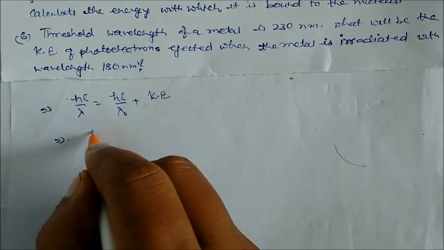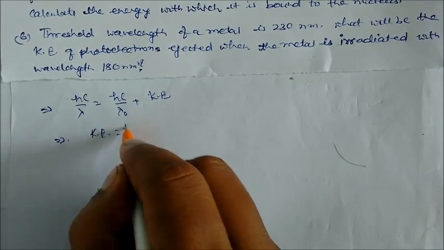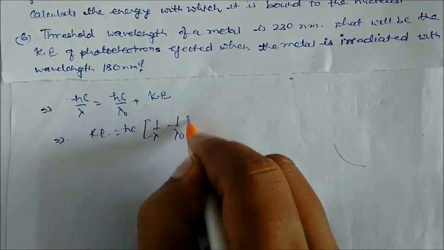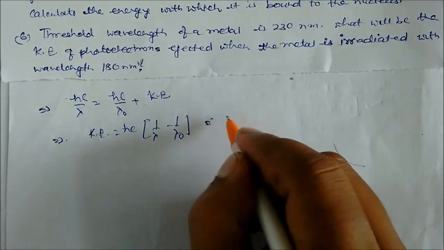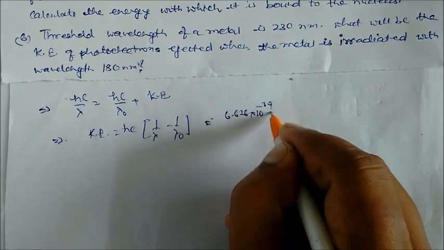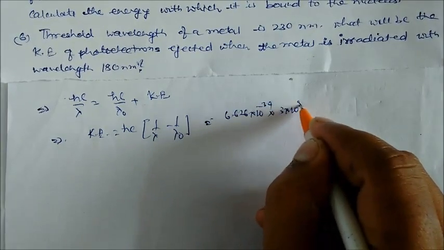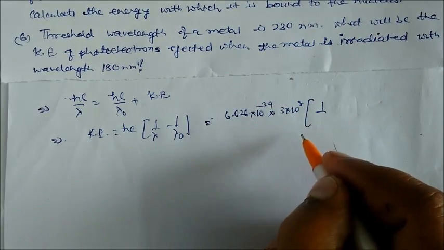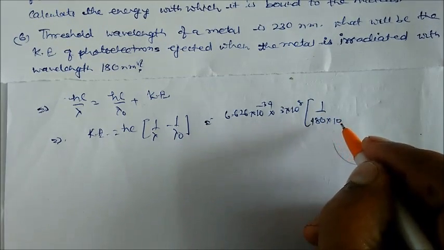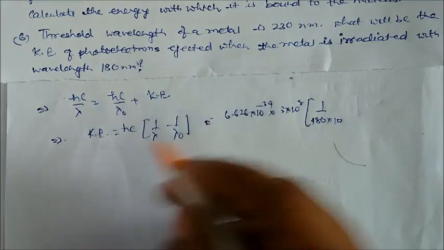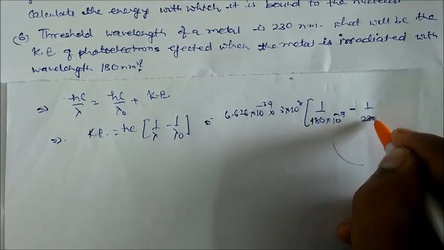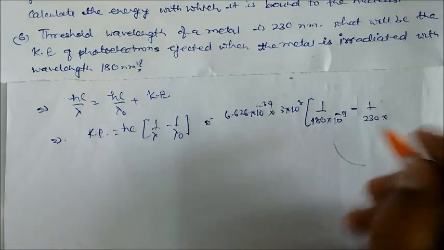So kinetic energy is equal to, we can write hc into 1 by lambda minus 1 by lambda naught. So this is our threshold value. So we can directly substitute this value, 6.626 into 10 to the power minus 34, and here 3 into 10 to the power 8, and again lambda is given here, that is 180 into 10 to the power minus 9, nanometer is given, divided by 1 by 230 into 10 to the power minus 9, nanometer, that is 10 power minus 9.